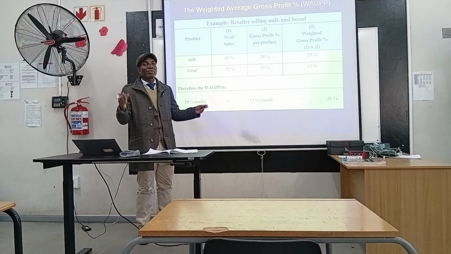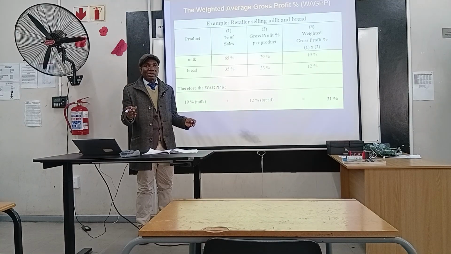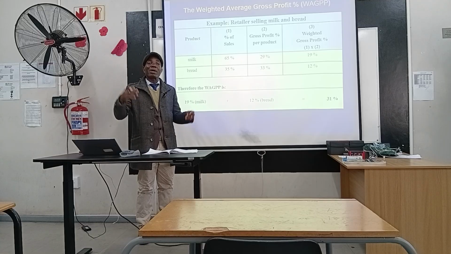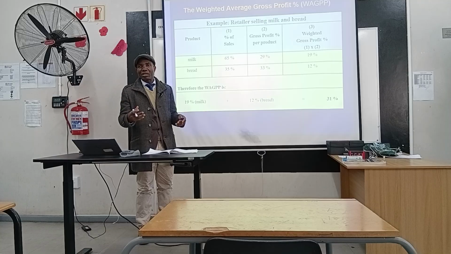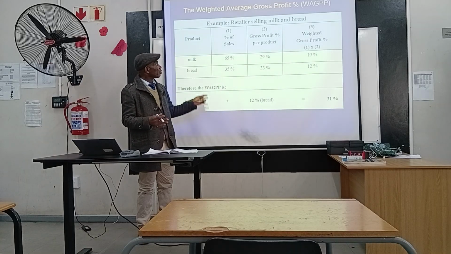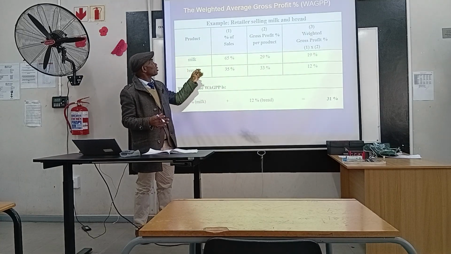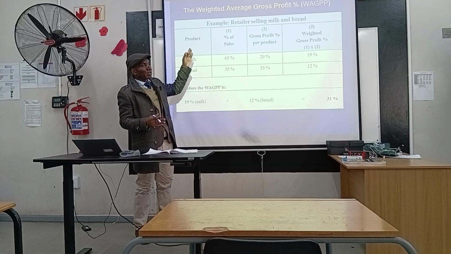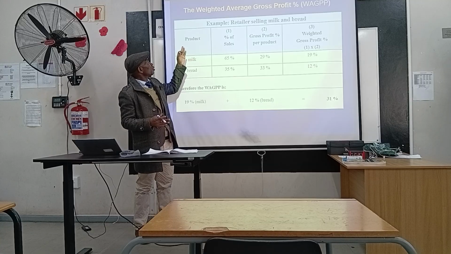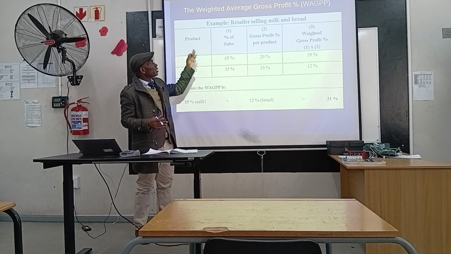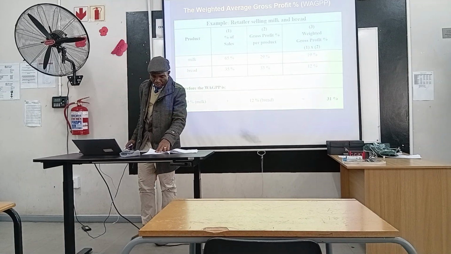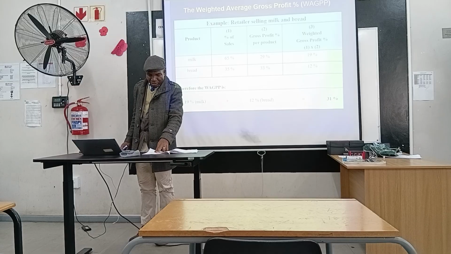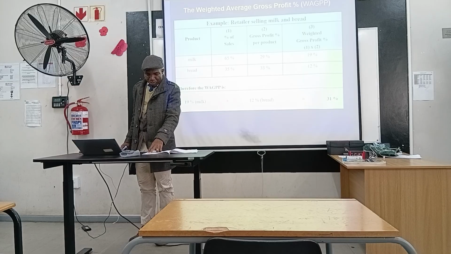But this one, you got different products, right? The gross profit percentage, the markup is different. And the sales, the turnover is different. So for you to be able to calculate the gross profit percentage, you have to weight. It has to be weighted. That is why you need to use the weighted average gross profit percentage, right? As you have it in the book here, it said the markup may vary from product to product.